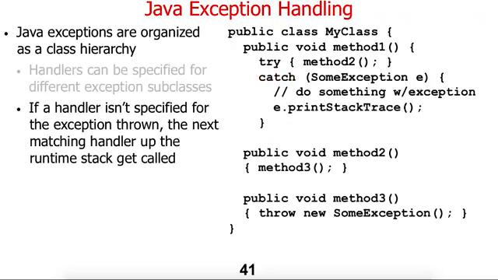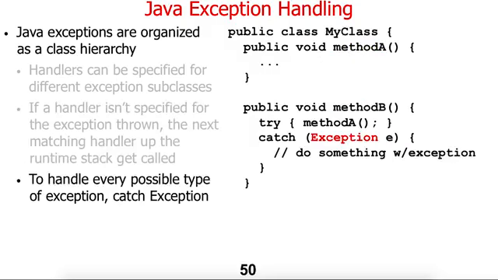If a method doesn't specify a handler for an exception that's thrown, the next matching handler up the runtime stack gets called. For example, method 1 calls method 2 within a try block. Method 2 then calls method 3 without using a try block, so it has no way to handle any exceptions method 3 may throw. Therefore, if method 3 throws some exception, it won't be handled in method 2, but instead will be handled back in method 1's catch block, which handles some exception.